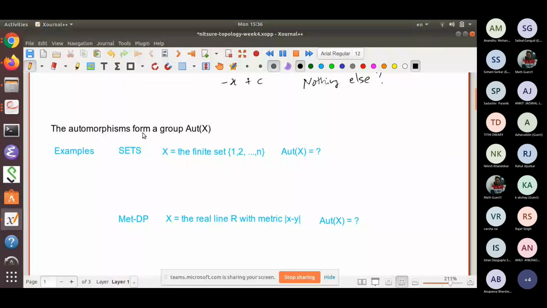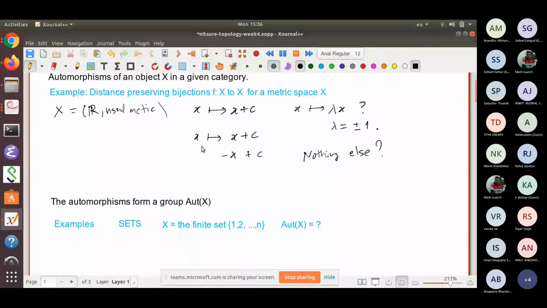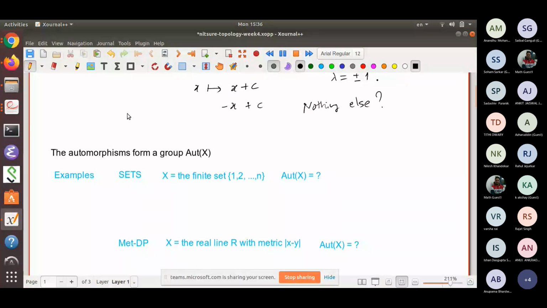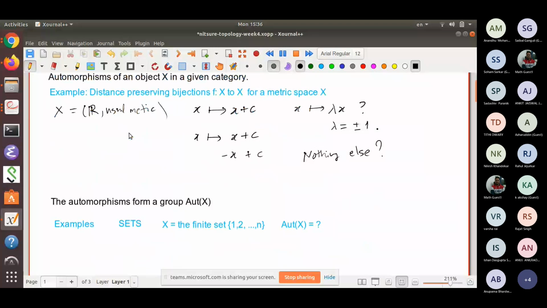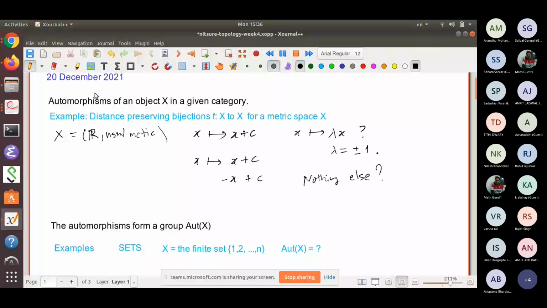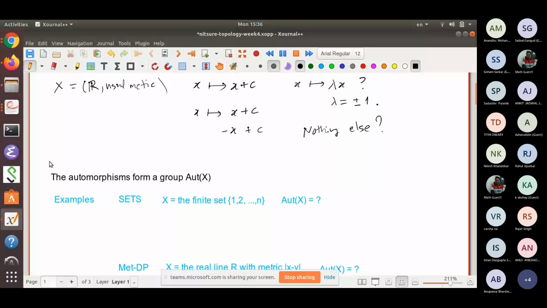Now all the automorphisms form a group because the composite of two automorphisms is again an automorphism. So let's look at some examples. This happens in any category. So in any category, the automorphisms form a group. Automorphisms are possible in any category. So let's look at different categories. I look at the category of sets and my object is the finite set {1, 2, up to n}. Then what are the automorphisms of X?